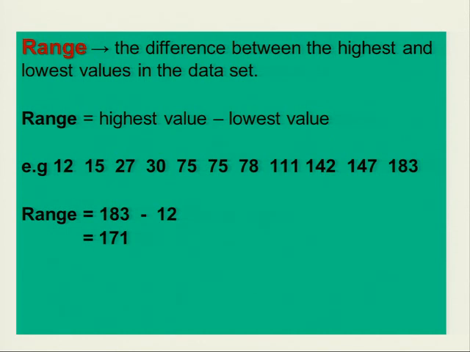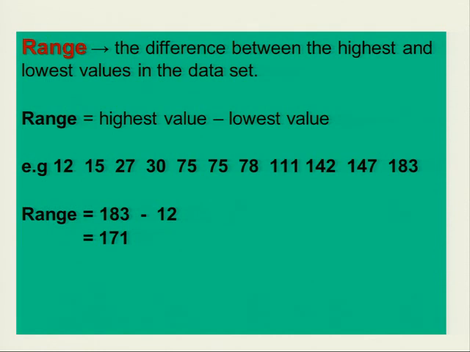For an example, you are given that set of data, and if you look at that set of data, it is already arranged. So if you must calculate the range, we need to substitute into that formula up there. Range is equal to highest value minus lowest value. So in this particular data set, the highest value is 183 minus the lowest value, which is 12. And then our range will be 171. Remember, the range is the difference between the highest and the lowest value in the data set.